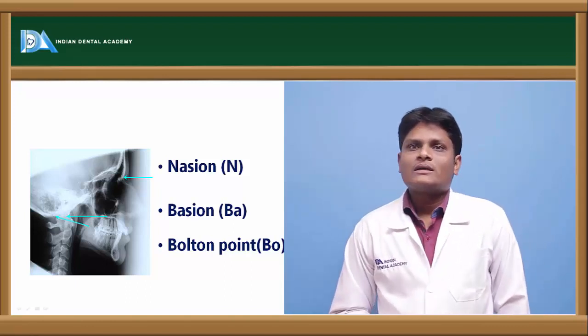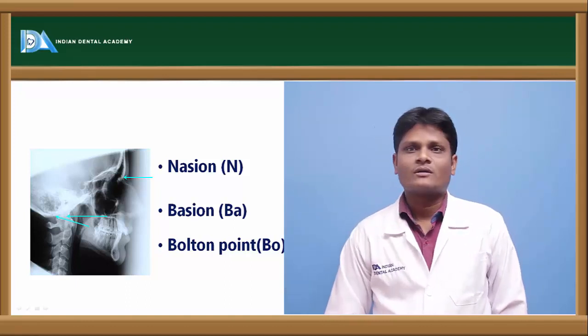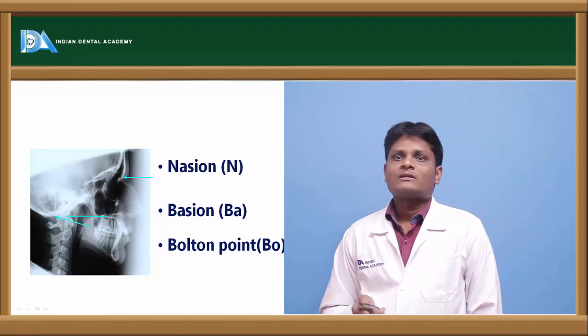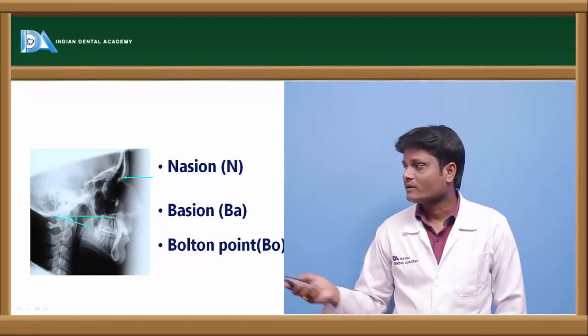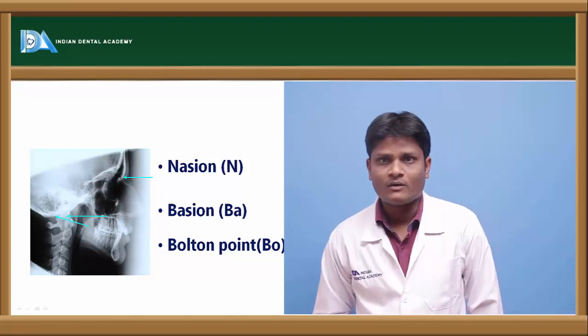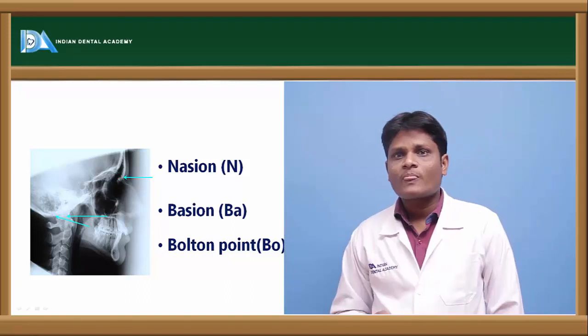The point on the anterior margin of the foramen magnum is called basion, whereas the point on the postcondylar notch of the occipital condyles is called Bolton's point. Anteriormost point on the frontonasal suture is nasion.